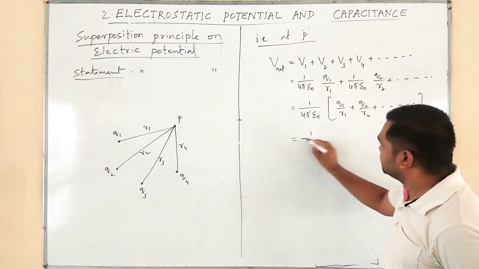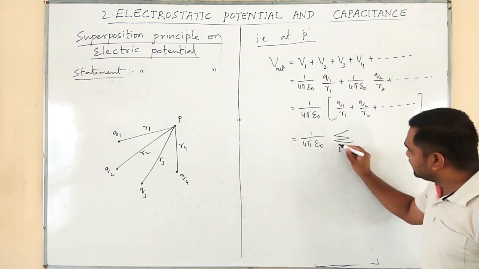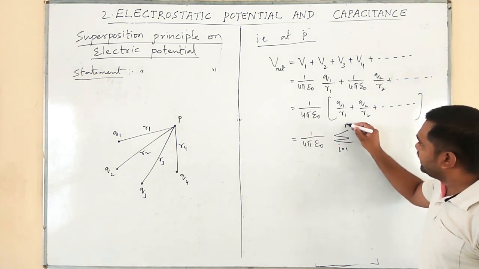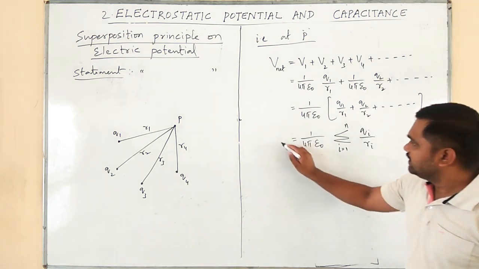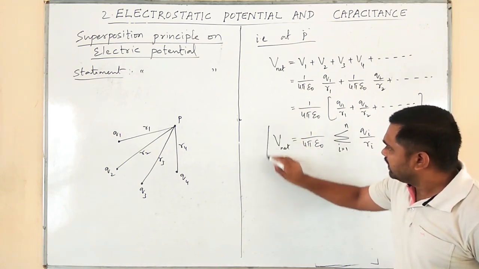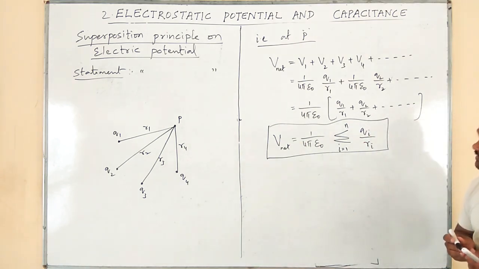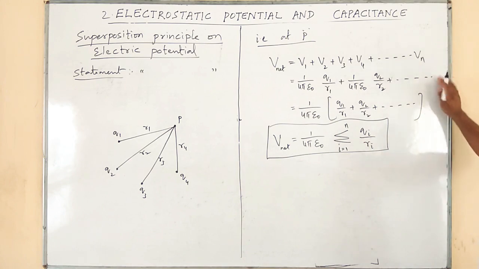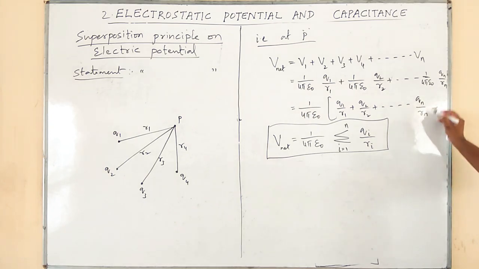Finally, what can we write? 1 over 4 pi epsilon naught times the summation over i, starting from 1 and ending at n, of Qi by Ri. So this is the expression for the net electric potential at a given point according to the superposition principle. Here you can also write Vn as 1 over 4 pi epsilon naught Qn by Rn and so on. Otherwise, it is not required.